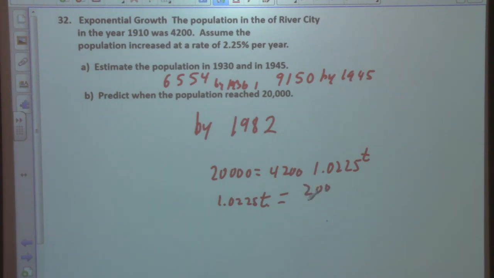200 divided by 42, so you get 1.0225 to the power of t. So t is going to be equal to the logarithm base 1.0225 of 200 over 42. Is that right? Yeah. Let's do that.